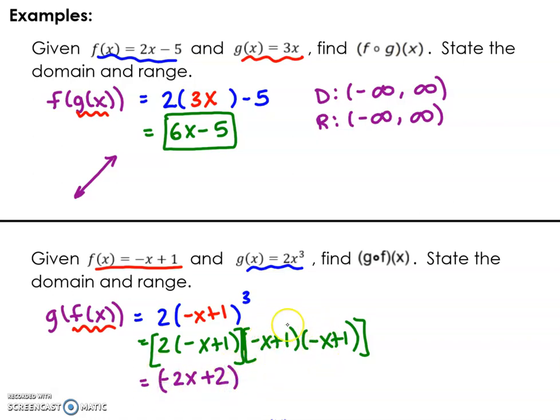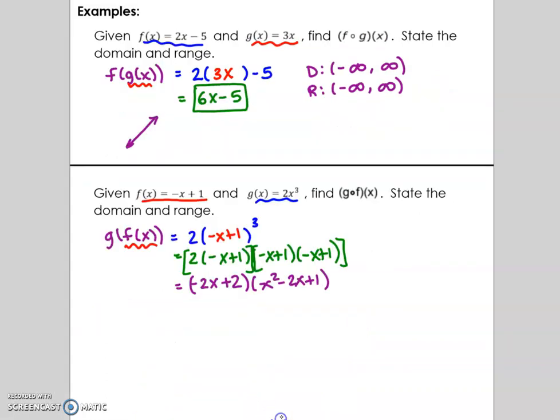And then I'm going to FOIL this together, which gives me x squared minus 2x plus 1. And then from here, I have to FOIL these 2 together. So I know it seems a little bit annoying, but that's okay. We can do this. So if we FOIL this, we're going to get negative 2x to the third.